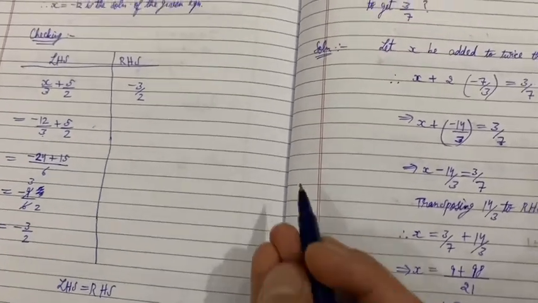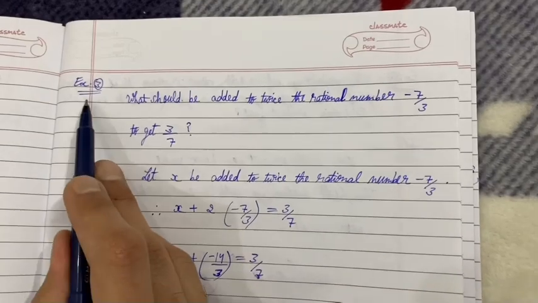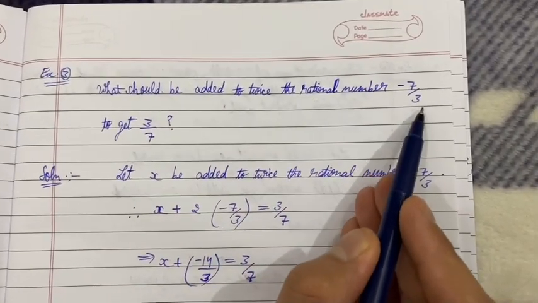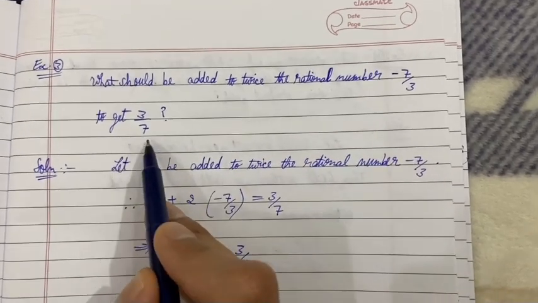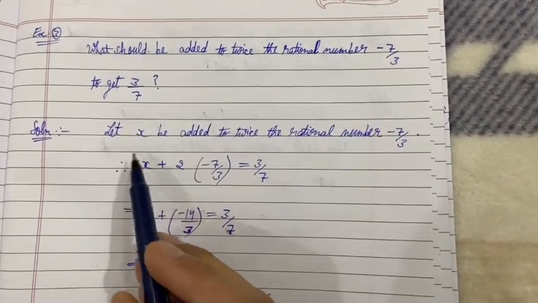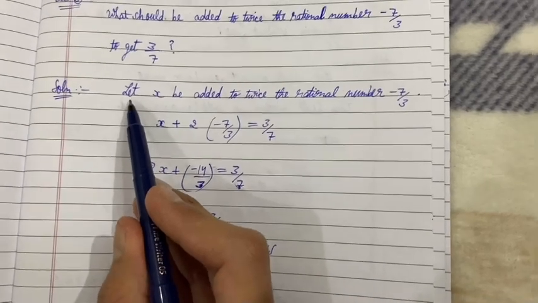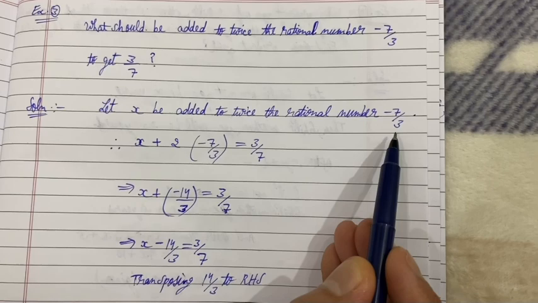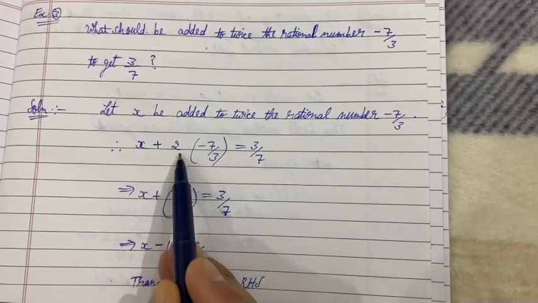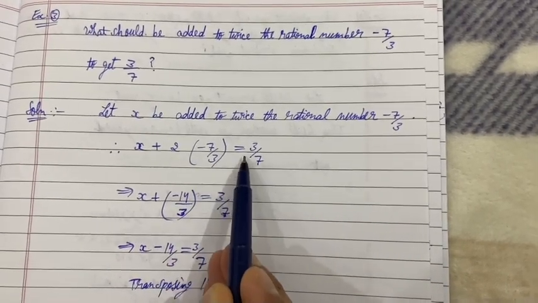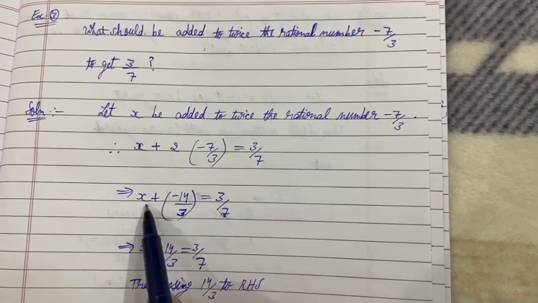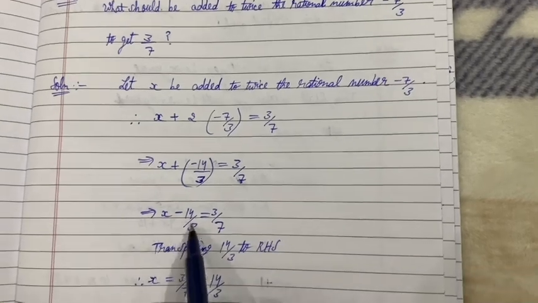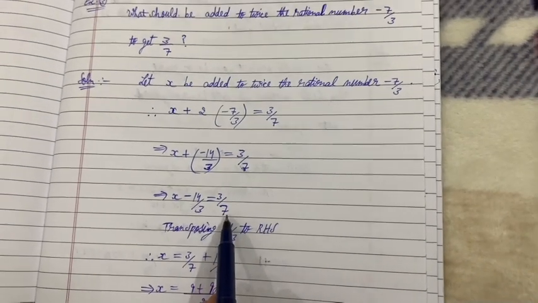Now let's go to example number 3. What should be added to twice the rational number minus 7 by 3 to get 3 by 7? Let's solve this question. Let x be added to twice the rational number minus 7 by 3. Therefore, x plus twice of minus 7 by 3 equal to 3 by 7. x plus minus 14 by 3 equal to 3 by 7. x minus 14 by 3 equal to 3 by 7.